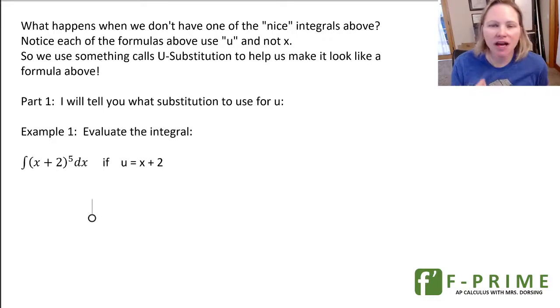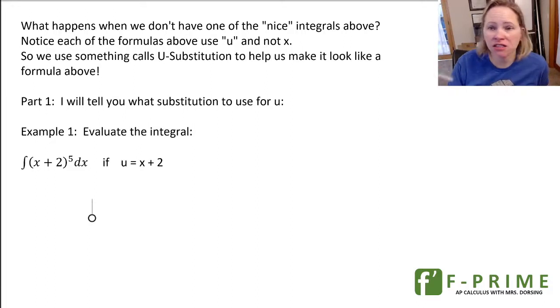So when we don't have a nice integral, when we have a function inside of another function, or when we notice that there are two functions multiplied together that look related in terms of their derivatives, this is when we're going to use this process called U-Substitution. And as we learn more techniques, especially in Calc BC, I'll be making a list for you when we learn those BC techniques, to be able to go through a checklist.